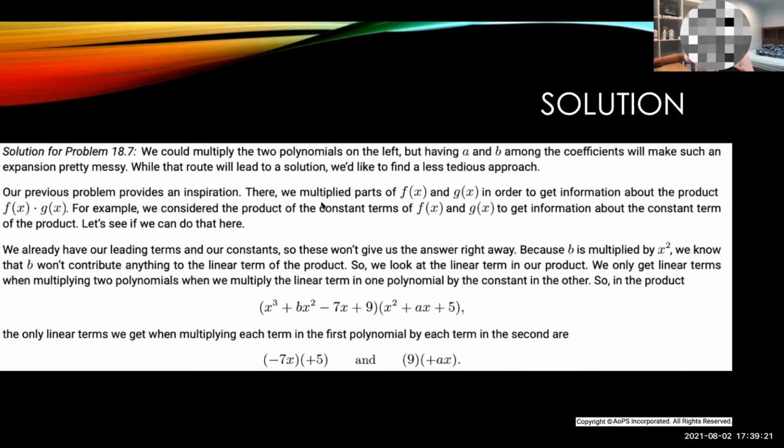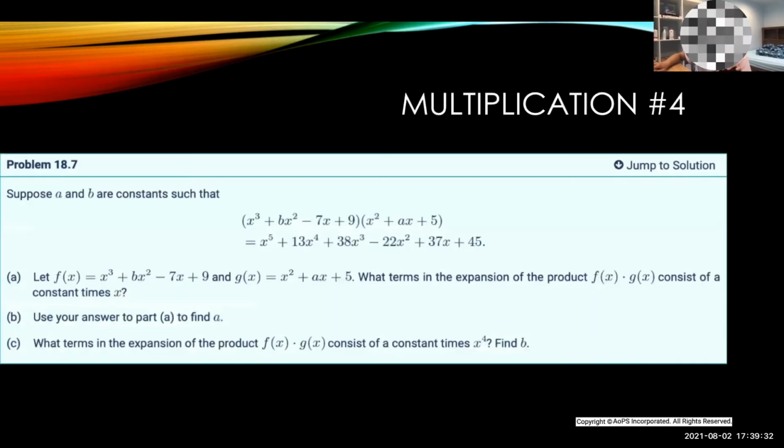Okay, so I'm gonna explain how to do it for people who don't know. Basically, we're solving for A, right? So we're trying to find what terms in the expansion of the product consist of a constant times x. Wait, what is this? The f of x equals x. Okay, so it's asking which terms have a constant times x.